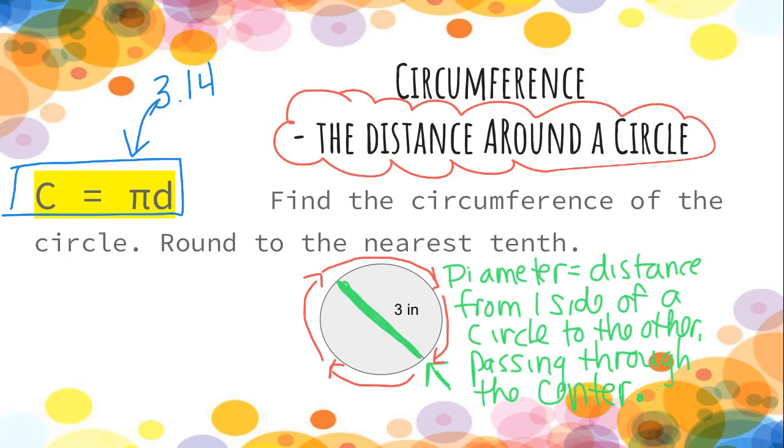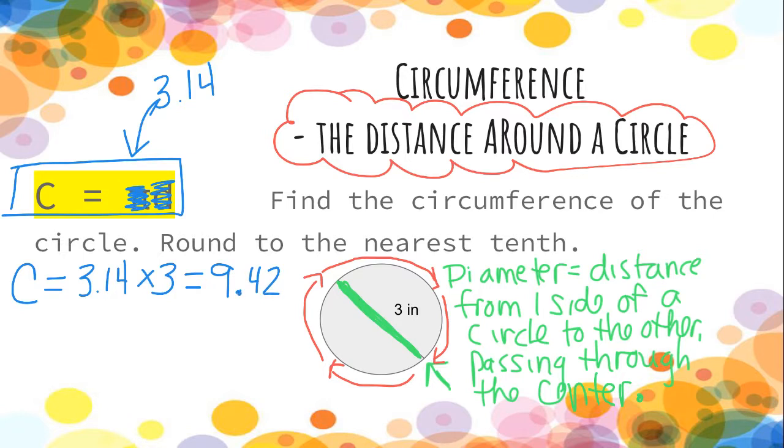Okay, so after all of that background information, let's do our calculation. It says find the circumference of the circle, round to the nearest tenth. So I don't know the circumference, but I know I'm going to use 3.14 for pi, so that's taken care of, times the diameter, the distance all the way across the circle. So I'm going to use 3 for that, and I just have to multiply. So 3.14 times 3 is going to give me an answer of 9.42.